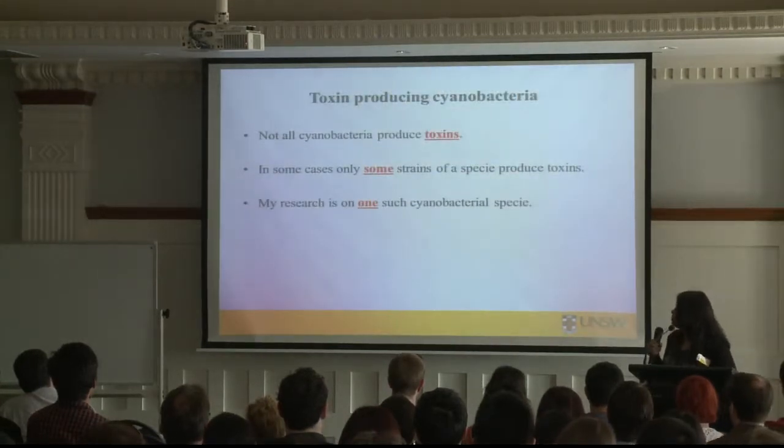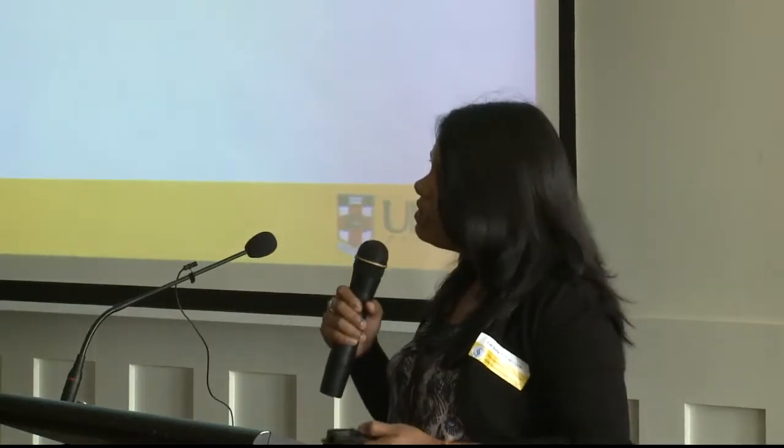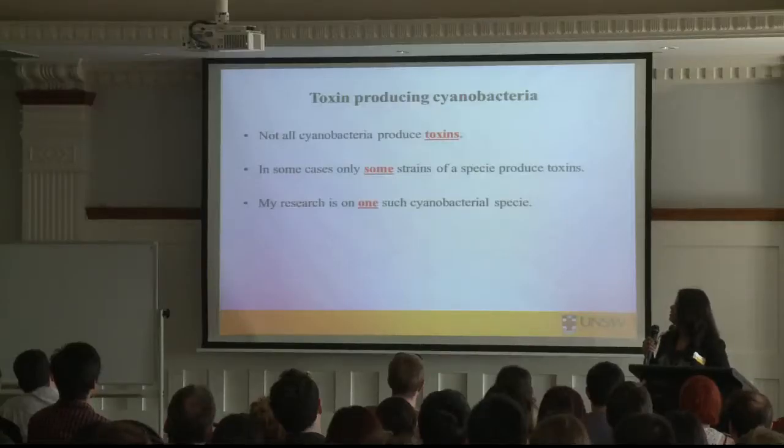Now it's important to know that not all cyanobacteria produce toxins. You have different species of cyanobacteria, and not all species produce toxins. Even within a species, not all strains produce toxins. So you can have, say, Cylindrospermopsis raciborskii, the one that I work on. It has strains present all over the world, but not all produce toxins.